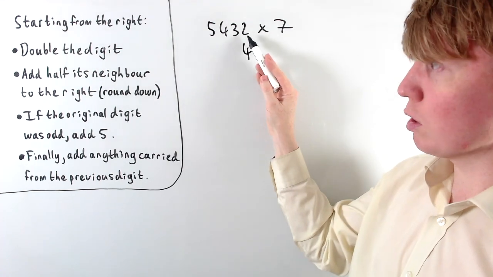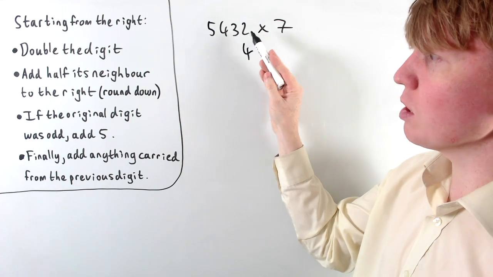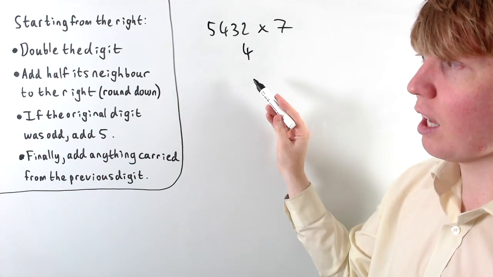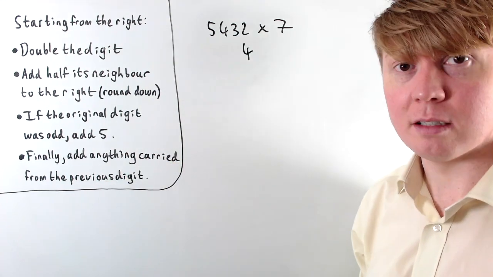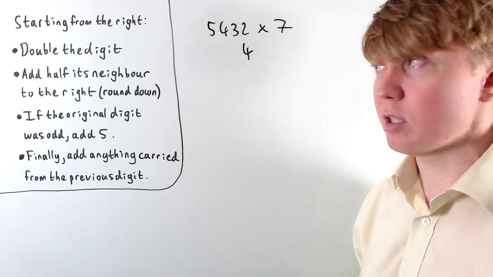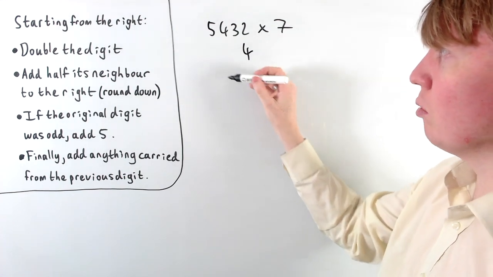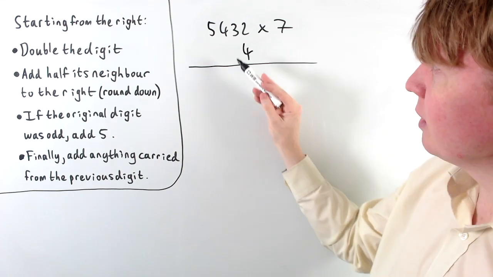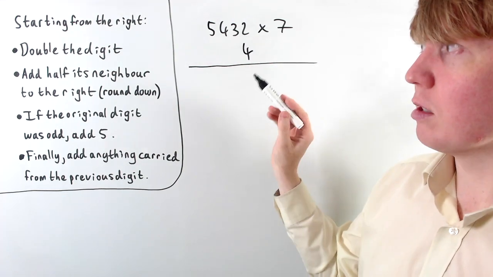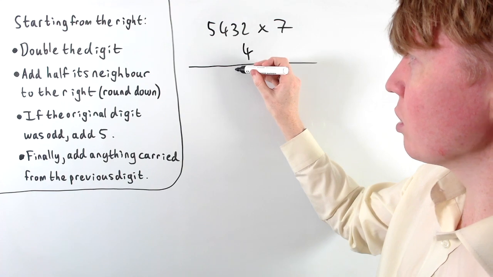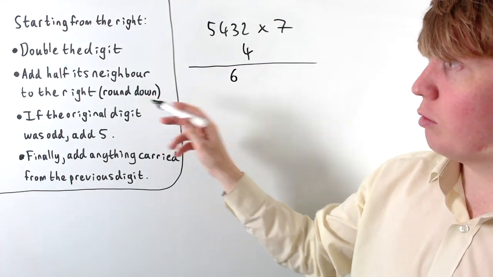Then if this 2 was odd, we would need to add 5, but because it's even, we don't need to do any addition there. And finally, there's nothing left to add from any of the previous steps, so we're just left with a 4 in our units column after this first step. So now let's go on to the 3 in the tens column. So we double this first of all, we've got a 6. Then we add half of its neighbour to the right.